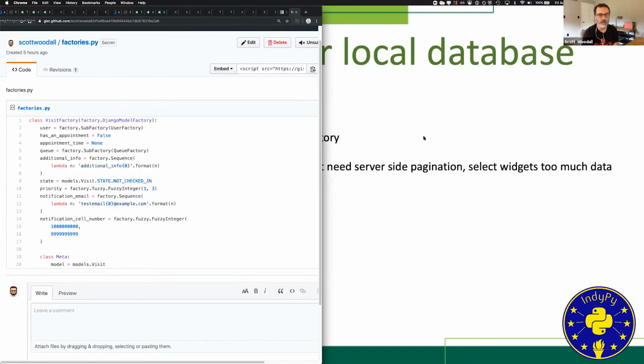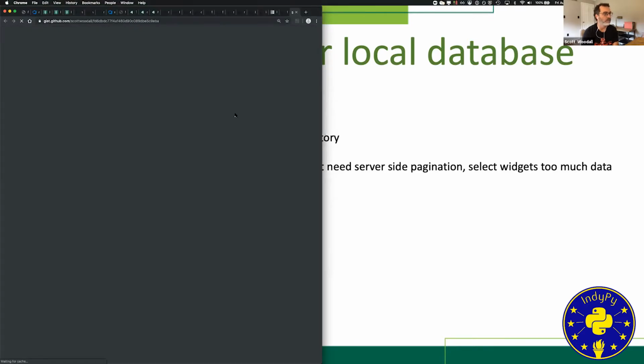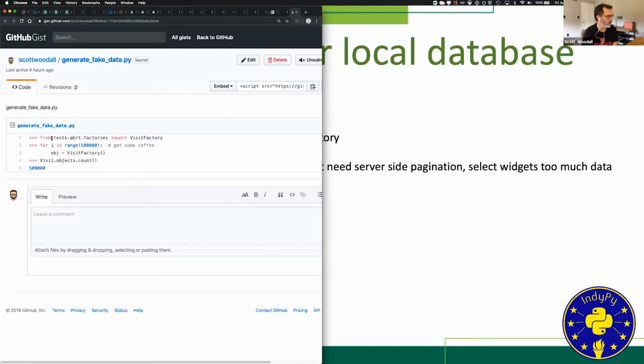Once we have all of our factories built out, before we go to production with an app, we load up our local development environment with a ton of this junk data. From the command line, you can import the factory that you just created. And so for i in range 500,000, you can create 500,000 visits in your database, and it creates all the foreign keys and all the other entries for you.